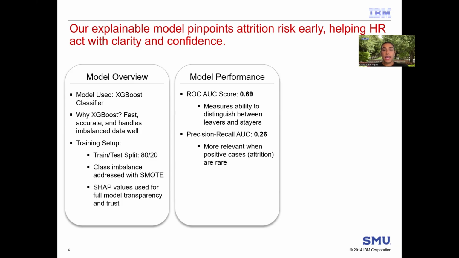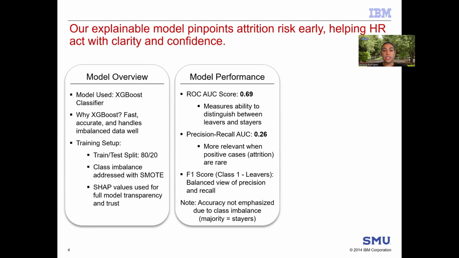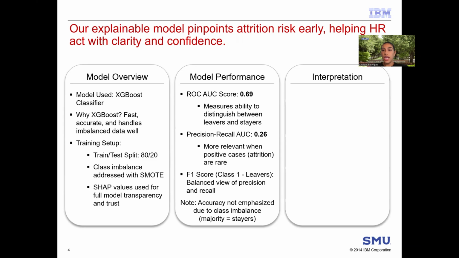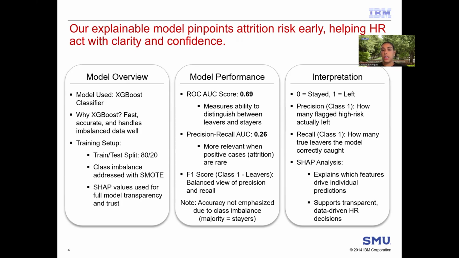Our model had a ROC AUC of 0.69 and then a precision recall AUC of 0.26, which is something we hope to improve with further investment. And we also wanted to note that accuracy was not really emphasized here due to the class imbalance. And then we also included some interpretation notes here. So 0 equals stayed, 1 equals left. We have defined some of our key metrics, such as precision, recall, and then our SHAP analysis, which explains our features and the role they played in the prediction of the employees' attrition versus not attrition.